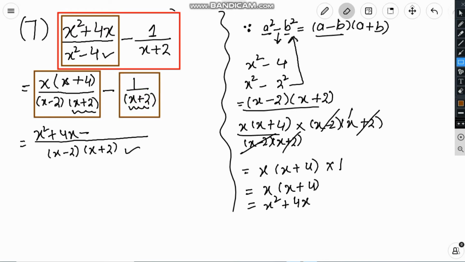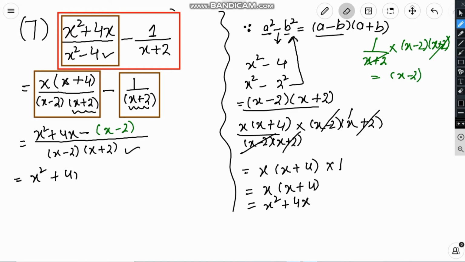rational expression, that is 1 by x plus 2. Multiply 1 by x plus 2 with x minus 2 and x plus 2. You can cancel x plus 2 with x plus 2 because these two terms are the same and are multiplicative inverses of each other. So what remains here? x minus 2 only. So just write x minus 2 here. Okay.